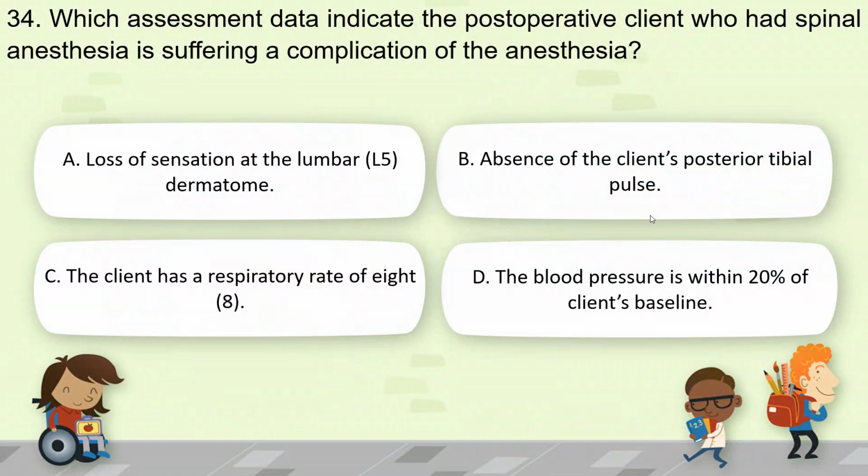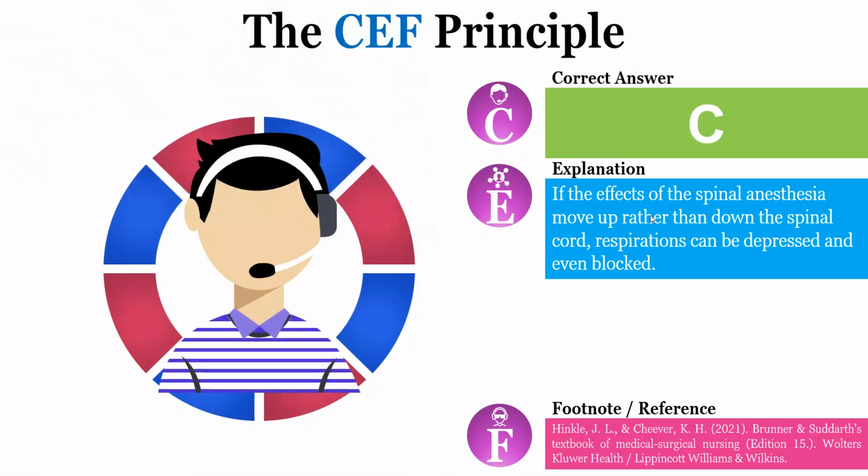Letter D is considered an expected outcome and does not indicate a possible complication. Letter A is also expected because that's spinal anesthesia. And letter B is indicative of a possible block in the blood supply, but that is not a complication of spinal anesthesia. The best answer for 34 is letter C, because spinal anesthesia can move up rather than down the spinal cord. Therefore, respirations can be depressed and possibly even blocked, so that needs to be checked. Answer for number 34, letter C.